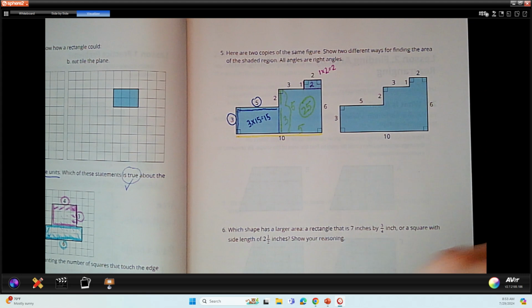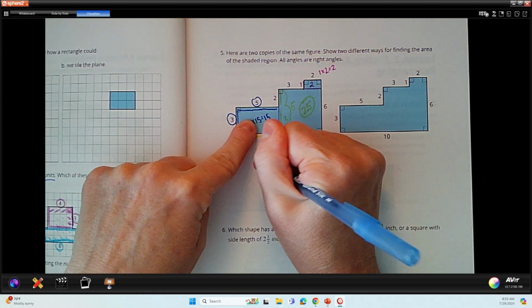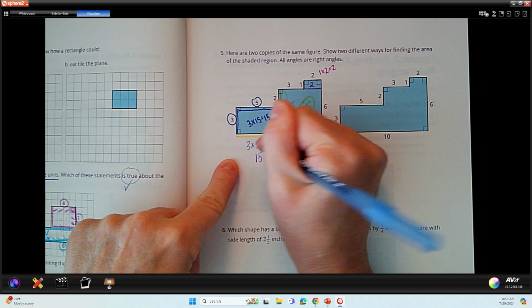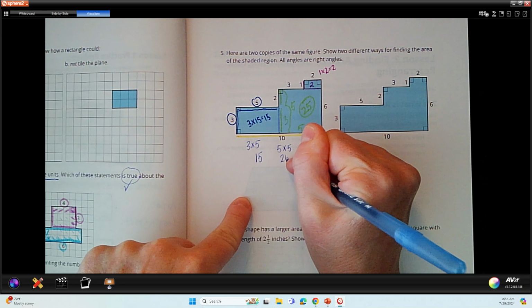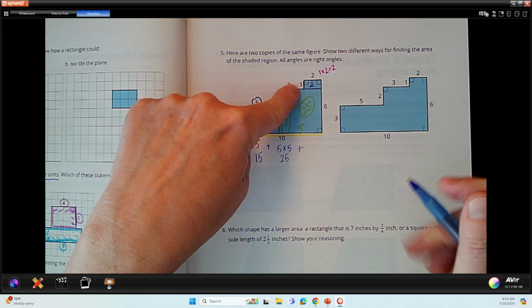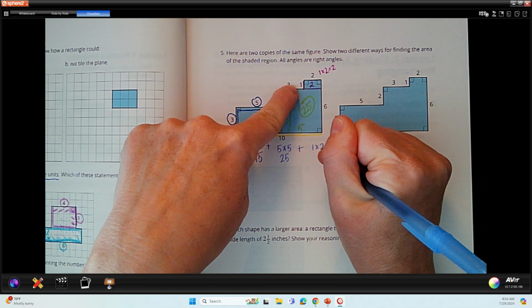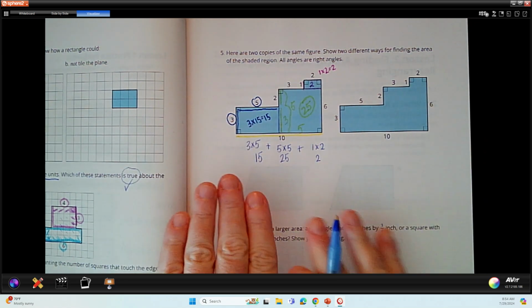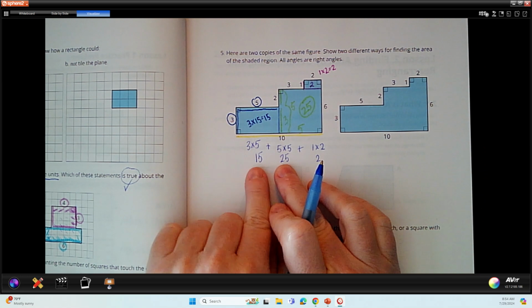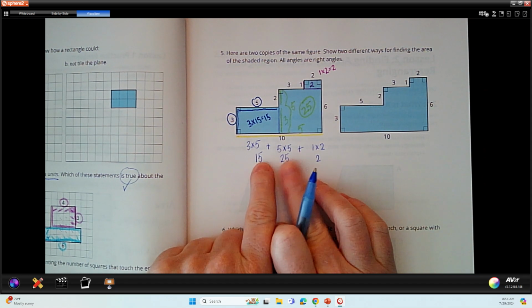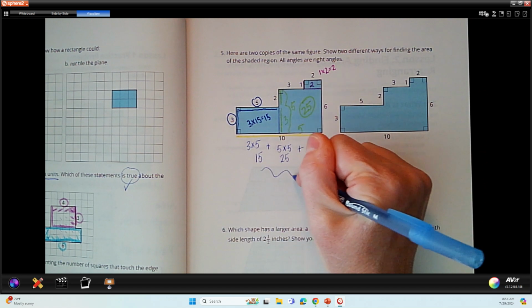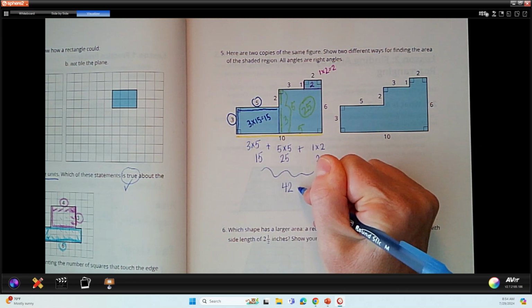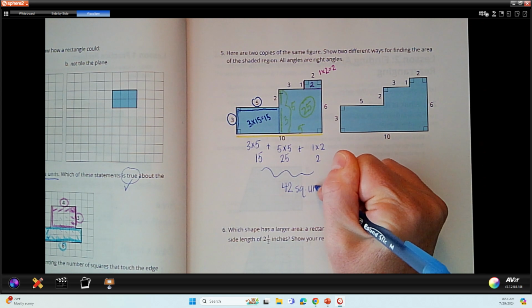So I've got 3 separate boxes. I've got a 15, which is my 3 times 5. I've got my big box here, which is 5 times 5, which is 25. And then my tiny little box, 1 times 2, which is 2. Together, I'm going to add them all up. 25 plus 15: 5 plus 5 is 10, plus another 10, so that would be 40, plus 2. 42 square units.